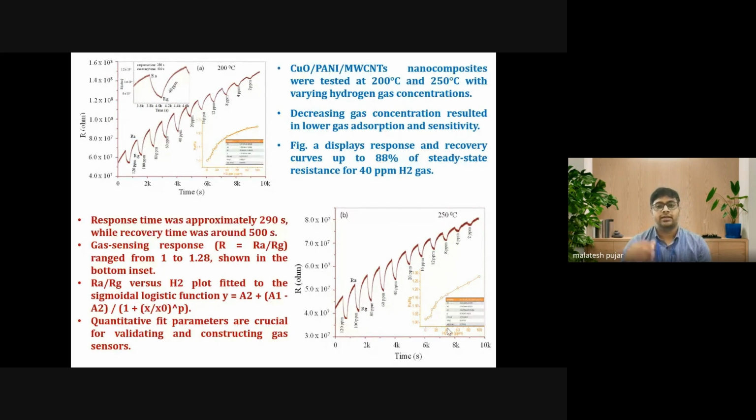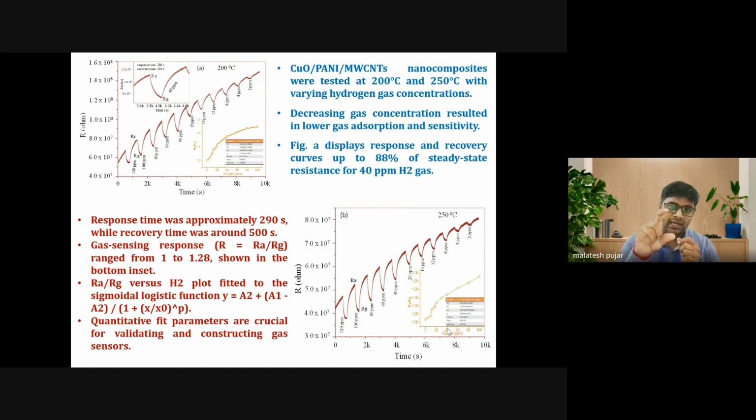Yeah, this is important and the highlight of our work. This is the gas sensing. As we already informed, we have studied this for two different temperatures, one at 200 degrees Celsius and one at 250 degrees Celsius. Parallelly, we varied the hydrogen concentration also. As we increase the hydrogen concentration, from 100 parts per million to 2 parts per million, we observe an increase in the resistivity. That means if you increase the concentration of hydrogen, the sensitivity we observe is also increasing. If you decrease the concentration, it shows a lower gas absorption as well as lower sensitivity.